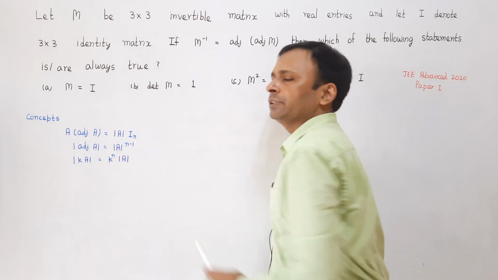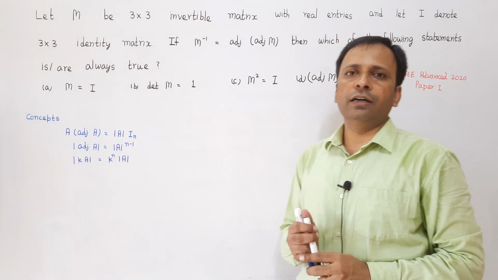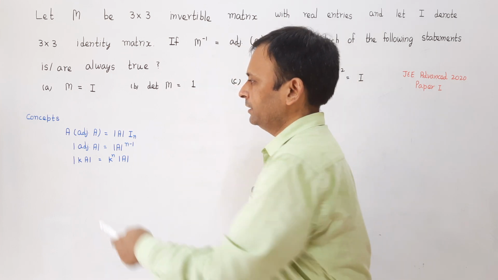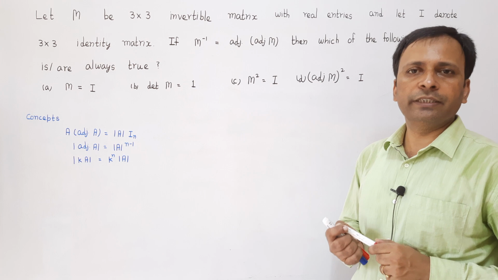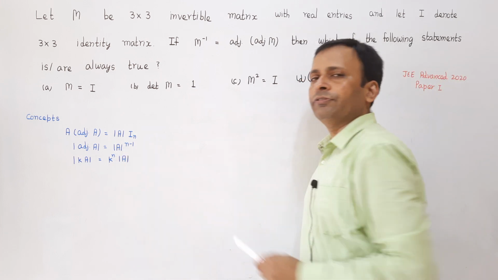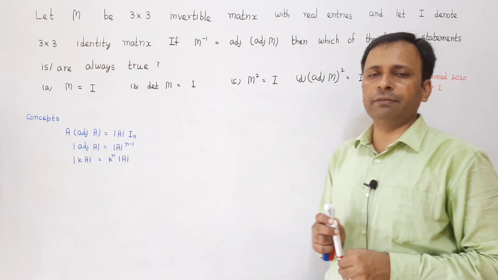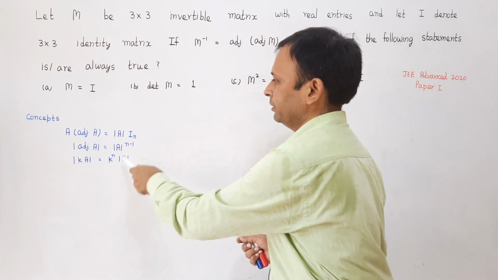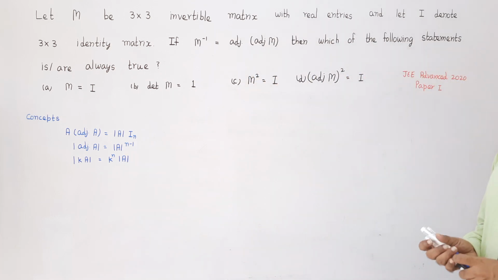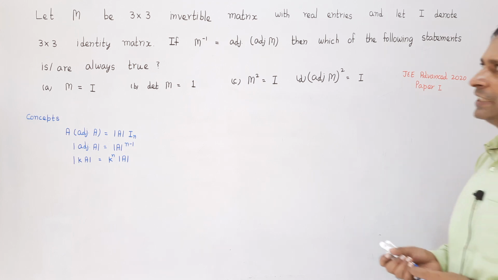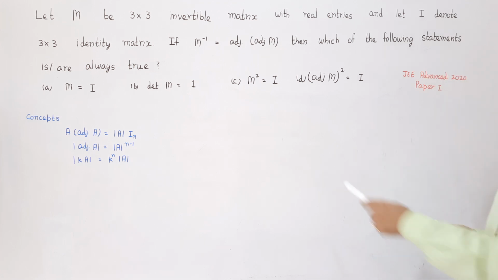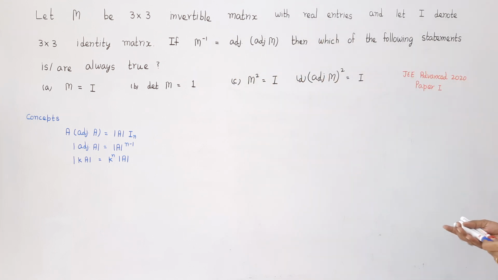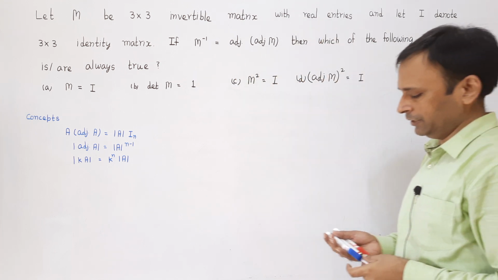And the last one is, if I take a matrix A, multiply it by a constant k, and then find its determinant, that will be equal to k raised to the power n multiplied by the original matrix determinant, that is the determinant of A. So using these concepts, let's start this problem with the given information M inverse is equal to adjoint of M.